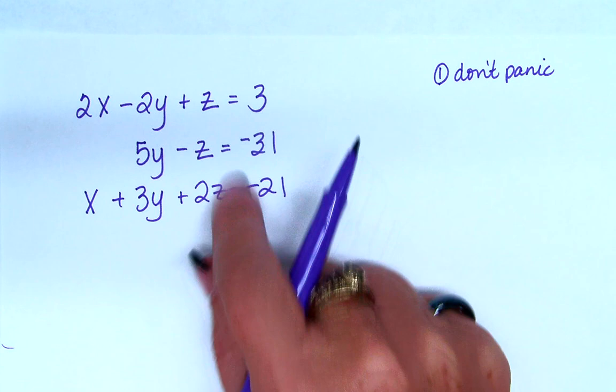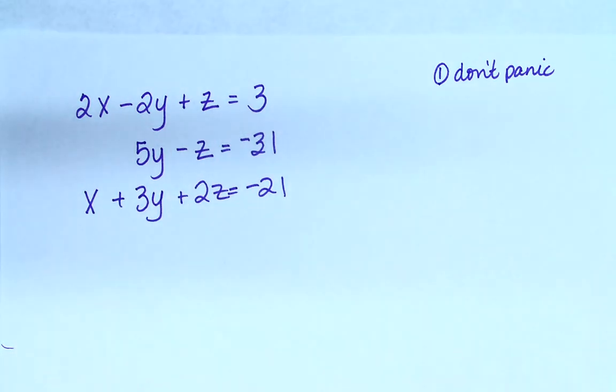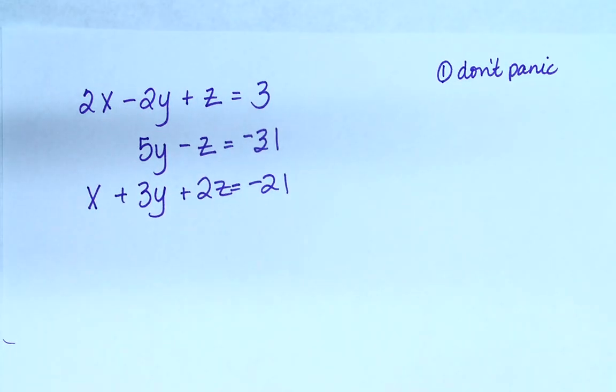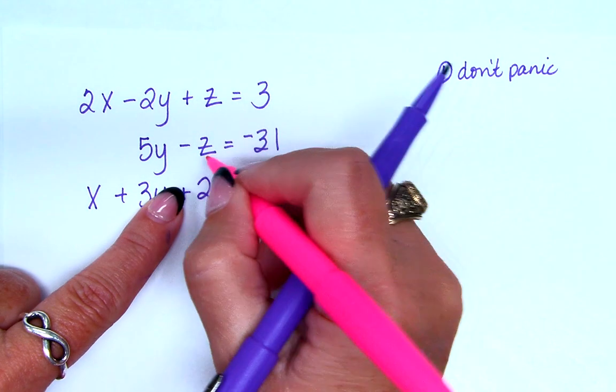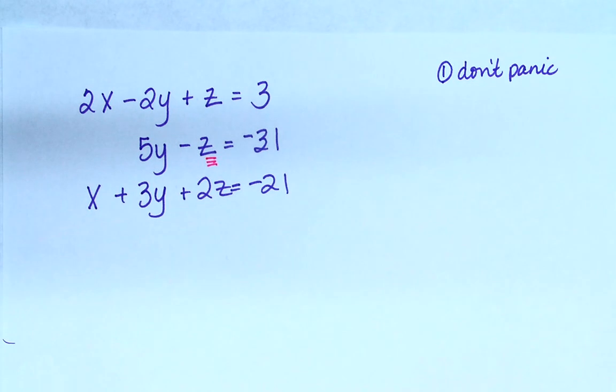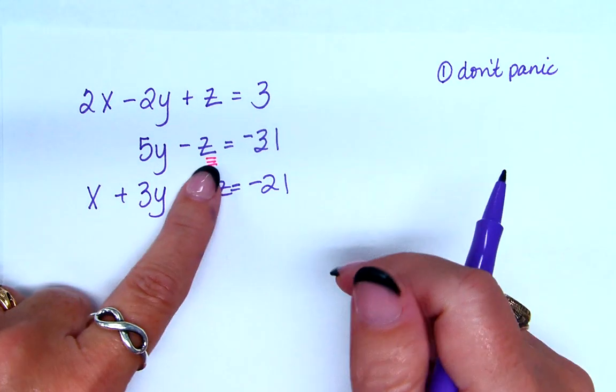Now, if there was an x term right here, I would solve for one of these two to begin with. Okay? When you have 3 variables, you got to substitute twice. So let's solve for this z to begin with, and then we'll substitute twice.